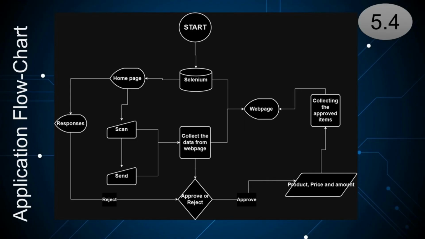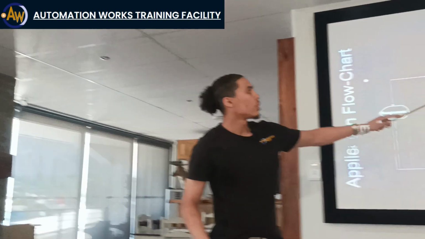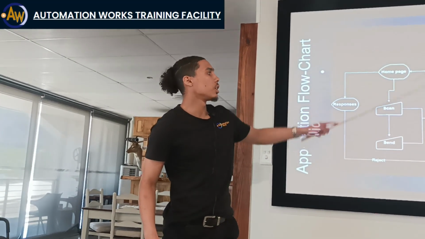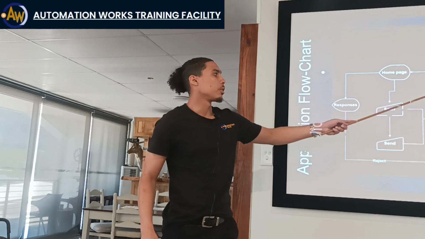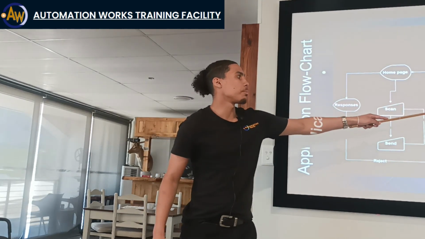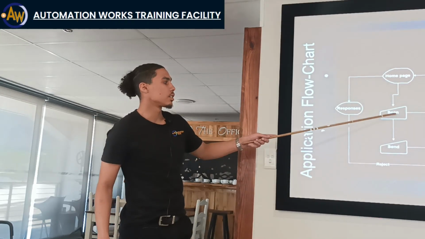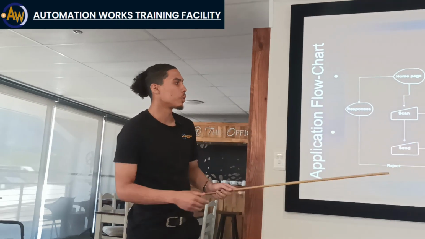So in my application, you would start at the beginning. You will tap on the icon. It will start the web scraping where it opens the website in a separate window and also has the buttons scan and send in a separate window.